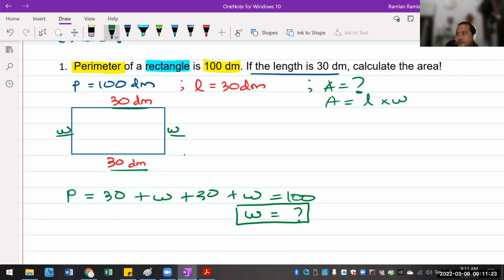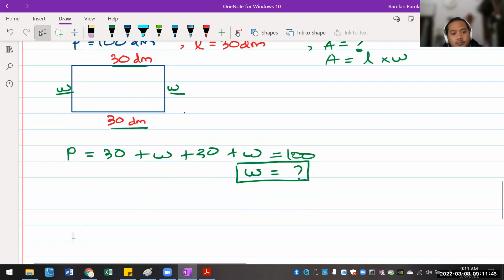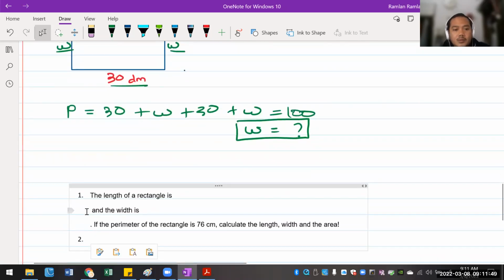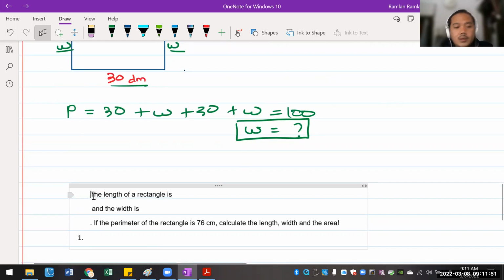Okay, any question for number 1? Can everyone do it? Okay, I'm going to write down question number 2. This time it's a little bit more algebra again. I'm going to write it down over here, number 2.